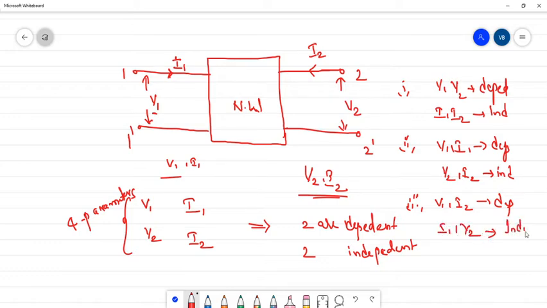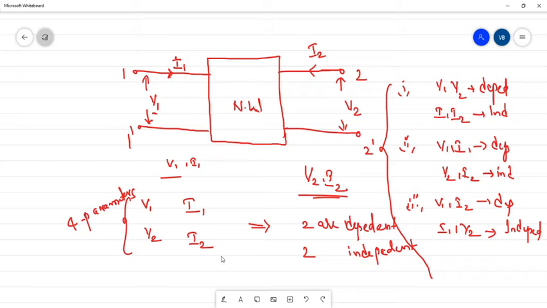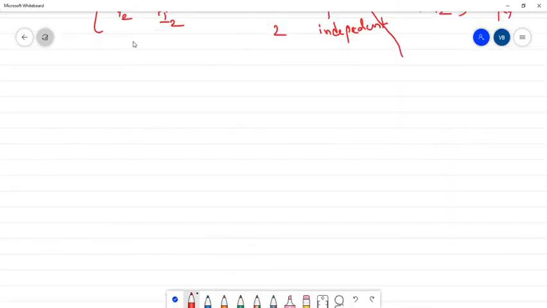So like this, depending upon the parameters, we have either dependent parameters or independent parameters. Totally we have 6 classifications of dependent and independent parameters. Depending upon the dependent as well as independent parameters, two-port networks are divided into 6 categories, or 6 types of two-port networks. So what are the 6 types of two-port networks?